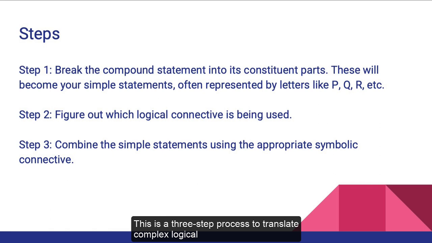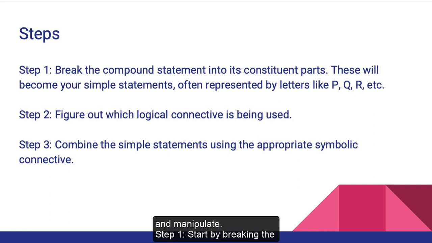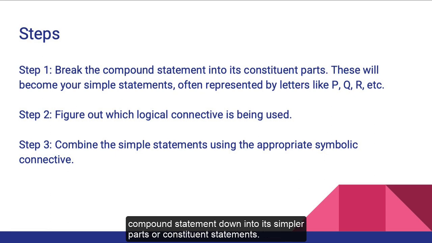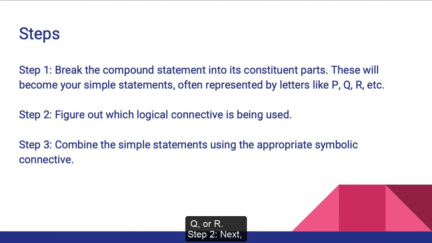This is a 3-step process to translate complex logical statements into their symbolic forms, making them easier to analyze and manipulate. Step 1. Start by breaking the compound statement down into its simpler parts or constituent statements. These simpler statements are often represented by letters like P, Q, or R.